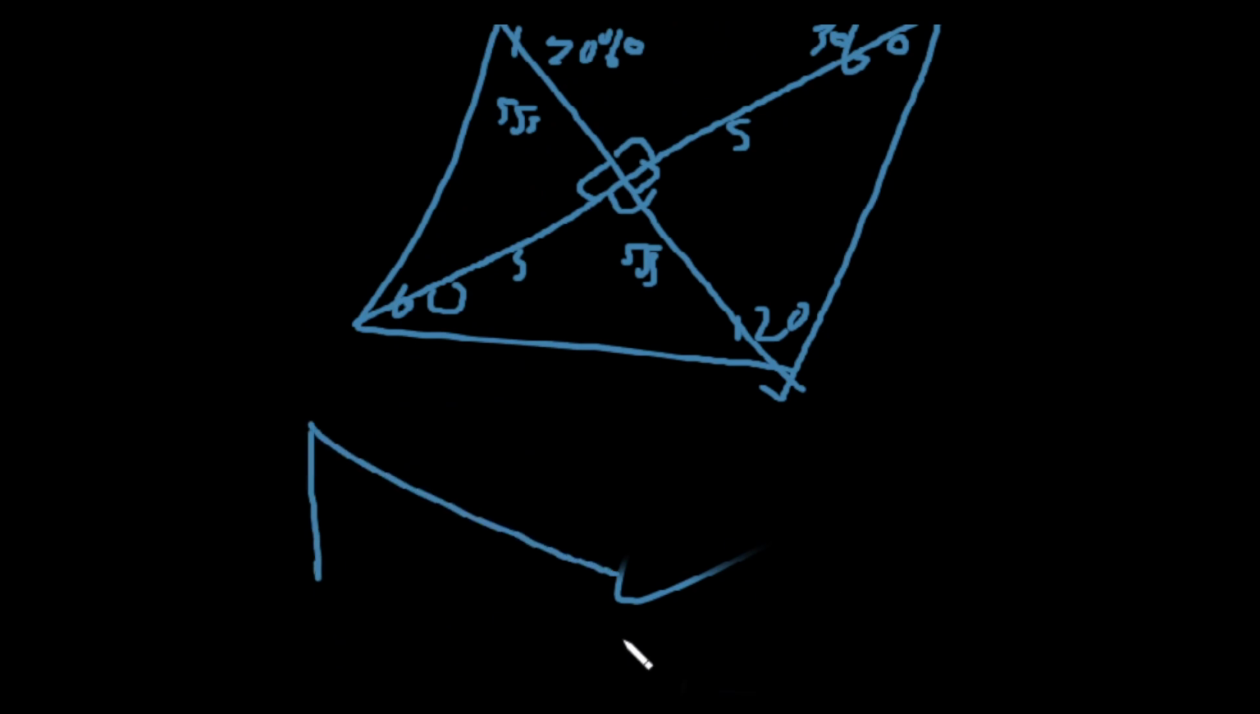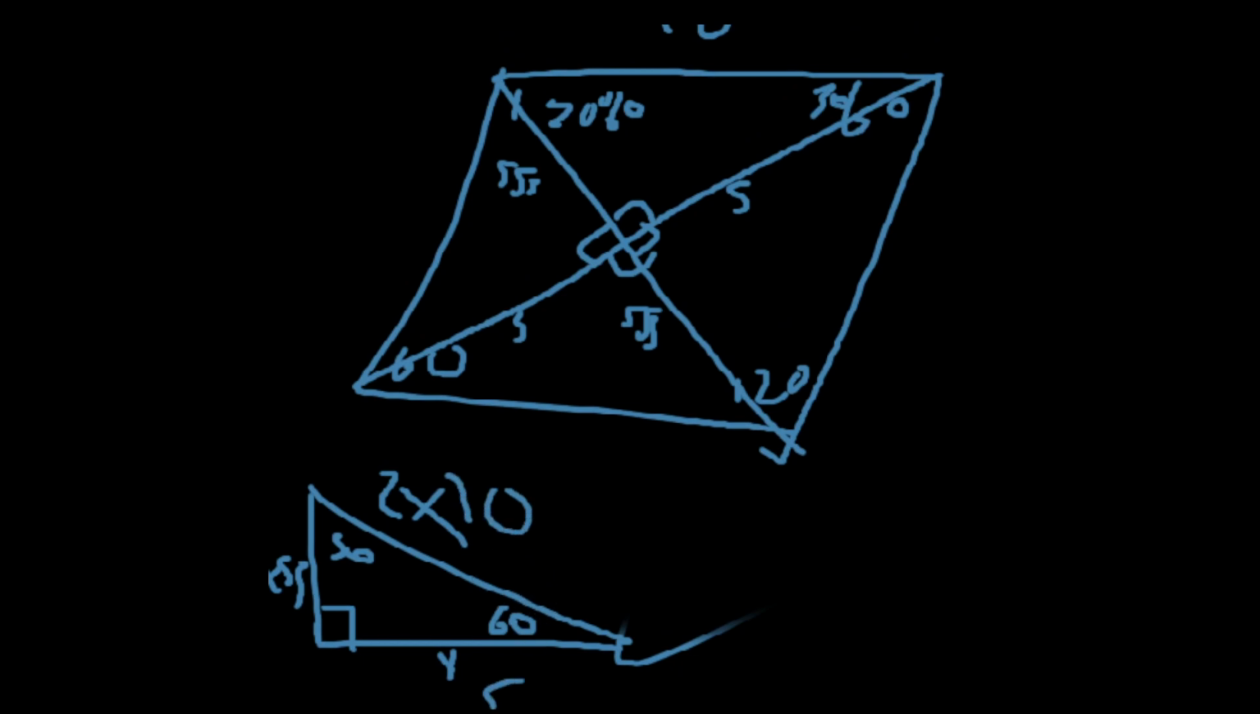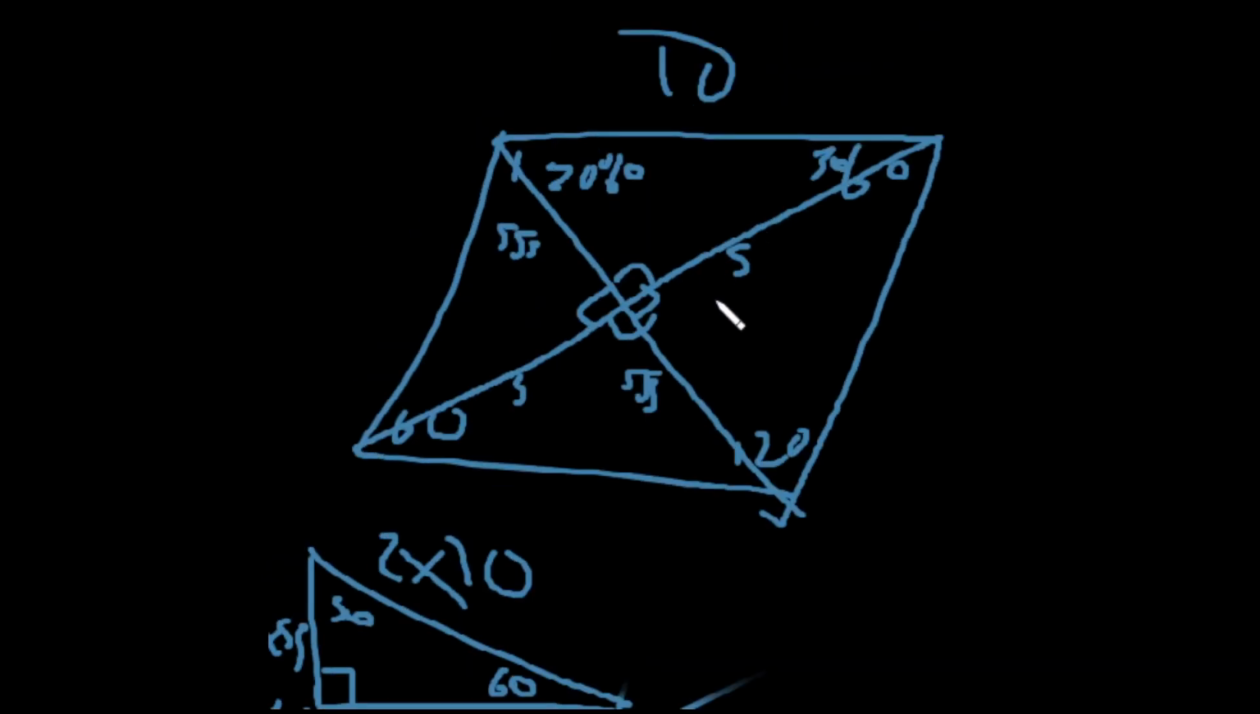Just know that a 30, 60, 90 right triangle is x. Wait, I forget. Hold on. Oh yeah, so I was right. So this is 2x, x, and x square root 3. Since this is 10, that means this has to be 5, and there's 5 square root 3.